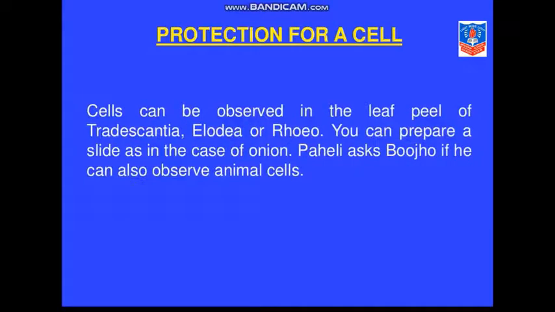Cells can be observed in the leaf peel of Tradescantia, Elodea or Rhoeo. These are some plants. You can also observe the leaves of these. You can take the peel and observe it under the microscope as we did for onion cells. You can prepare a slide as in the case of onion.